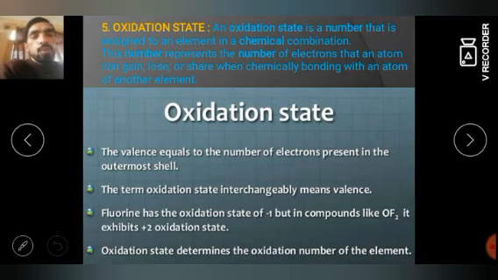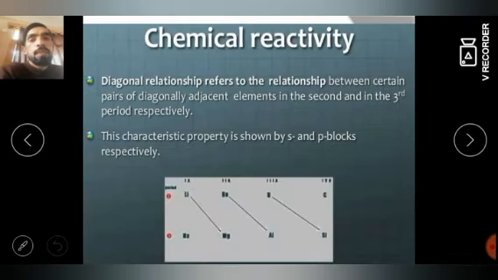Valency you know very well, like hydrogen, first group has +1, second group has +2, 13th group has +3, 14th group has +4, like this way. So the terms oxidation state and valency are related. Fluorine has the oxidation state -1, but in a compound like OF2 it exhibits +2 oxidation state. So valency is the number of electrons transferred, required, gained or lost, but oxidation state is the number that is possessed after losing or gaining electrons. Oxidation state determines the oxidation number of an element, which we will do in the next sixth chapter also. So these were the five physical properties of the periodic table.